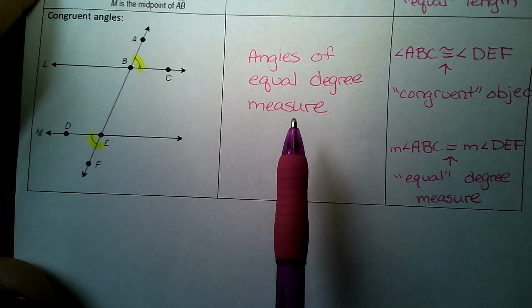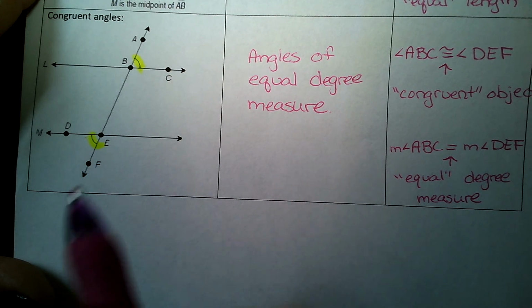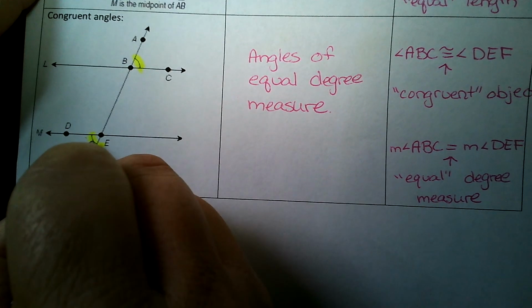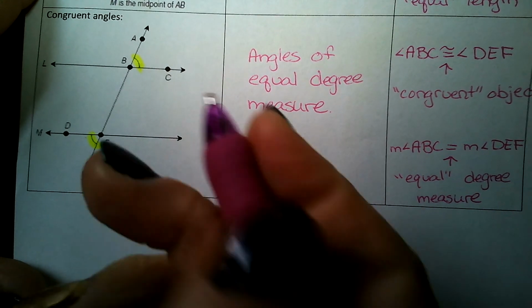Congruent angles are equal degree measure. And this symbol added into the picture represents congruence.